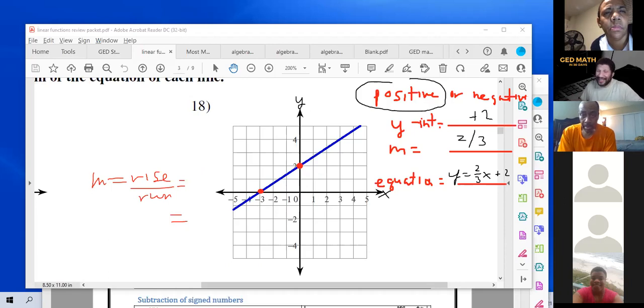If I start with the leftmost point, which direction do I need to go? Up 2. So I went up 2, that means my rise is 2. Now, which direction do I need to go to get to the point? Right. 1, 2, 3. So my run is 3. I still get a slope of 2/3.